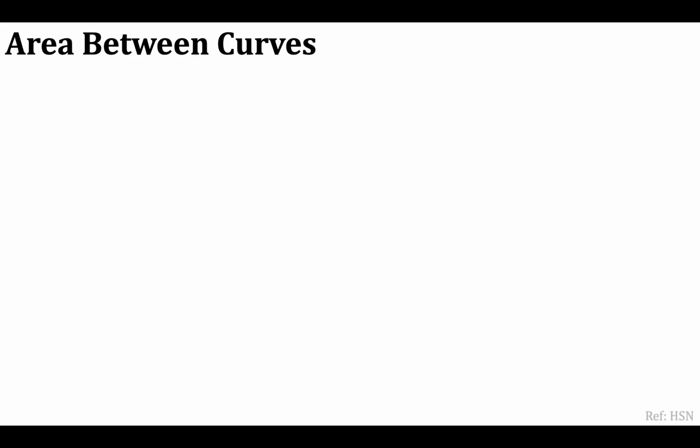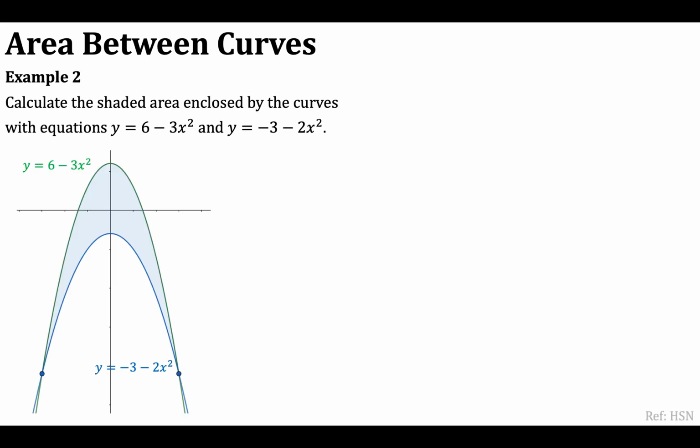Okay, welcome back folks. So example 2 now. And we want to calculate the shaded area enclosed by the curves with equations y equals 6 minus 3x squared and y equals negative 3 minus 2x squared. So again, as always, I want to identify my upper and lower curves here. Okay, so I can see the one on the top of the area is 6 minus 3x squared. The one on the bottom is negative 3 minus 2x squared.